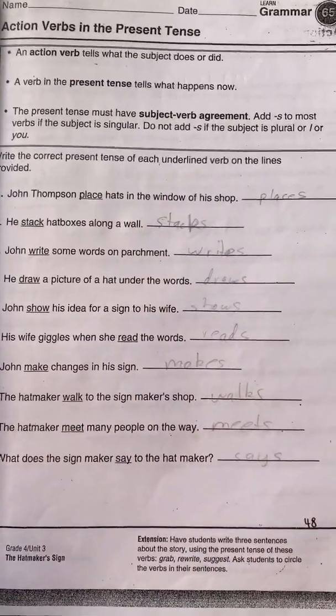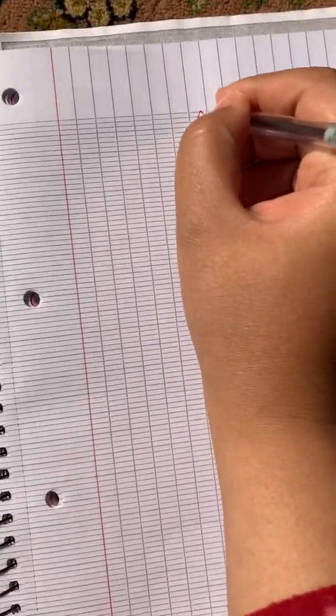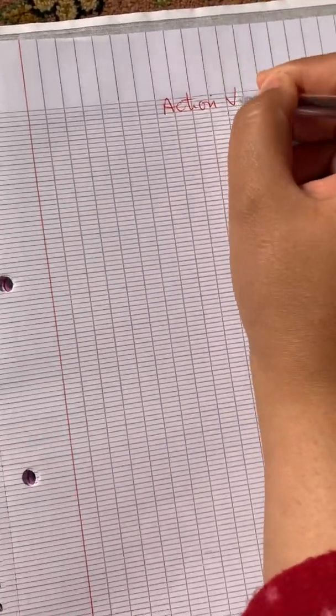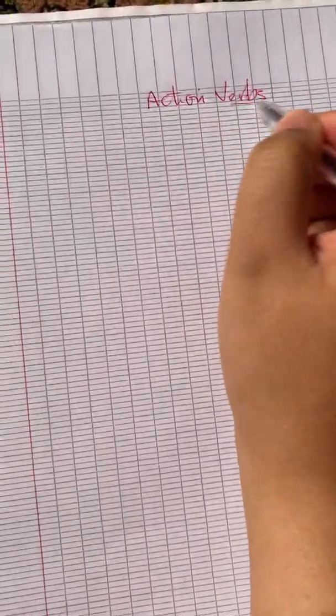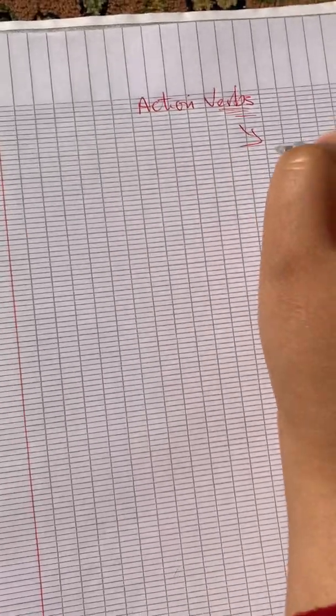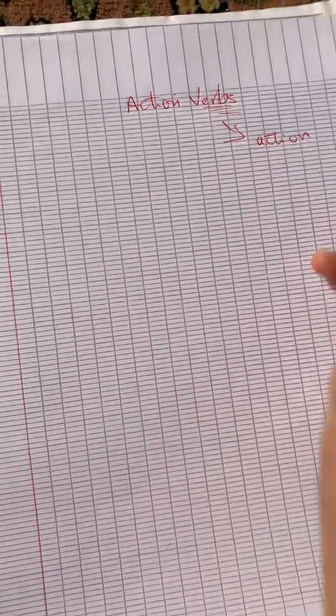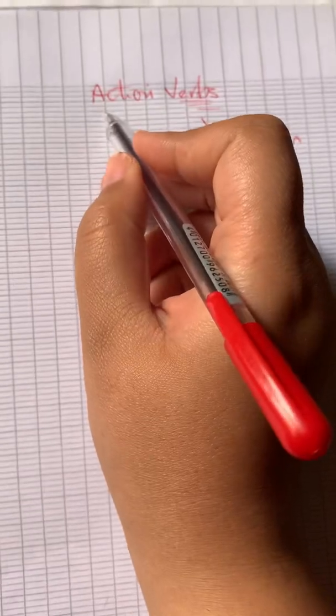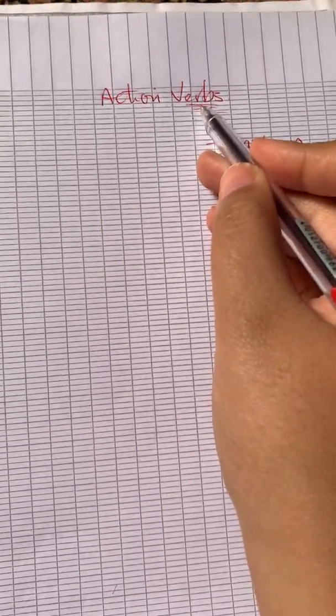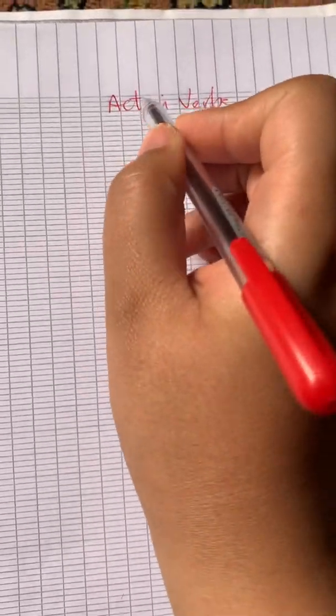Okay, let's start, please. The first thing I want you to know is let's remember together what is a verb. The verb always shows an action. Everything that you do and shows action, it's called a verb. Okay, here we're talking about action verbs because there is another type of verbs. So now we're going to be talking about action verbs, means the verbs that show action.